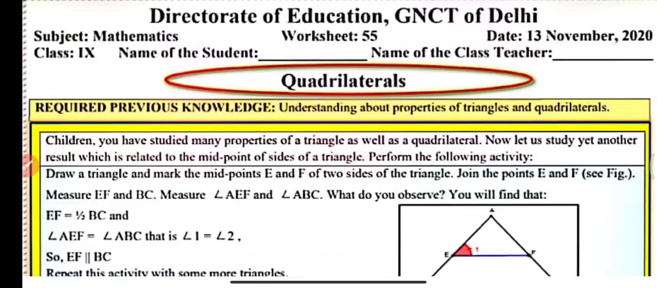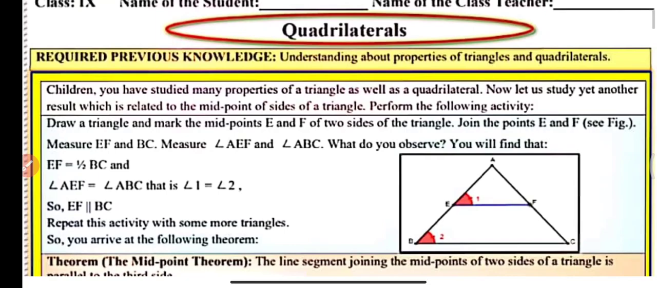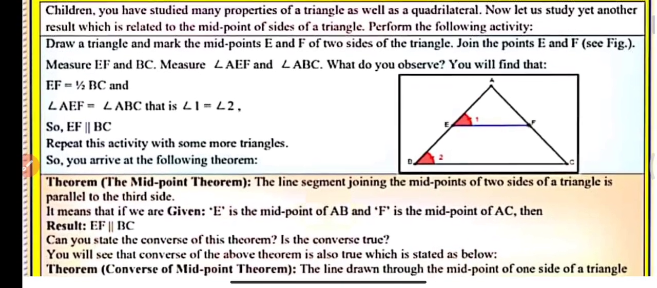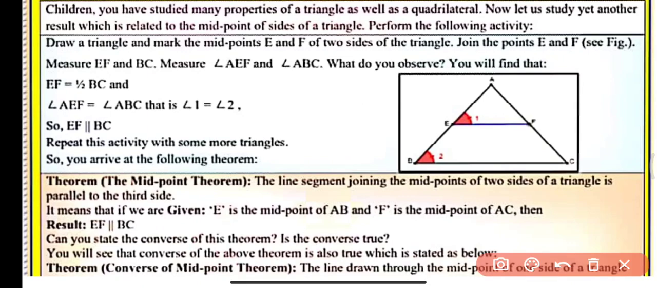Today in this video we will do worksheet number 55 for class 9 subject mathematics. In this video we are going to continue the previous topic, that is quadrilaterals. So required previous knowledge is understanding about the properties of triangle and quadrilateral. So children, you have studied about many properties of triangle as well as quadrilateral.